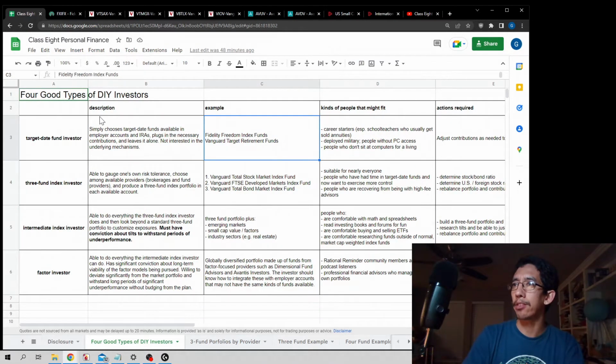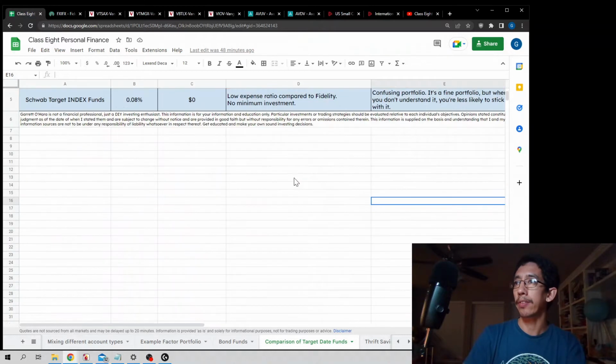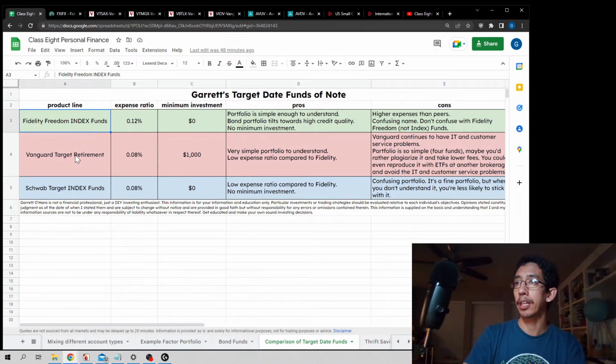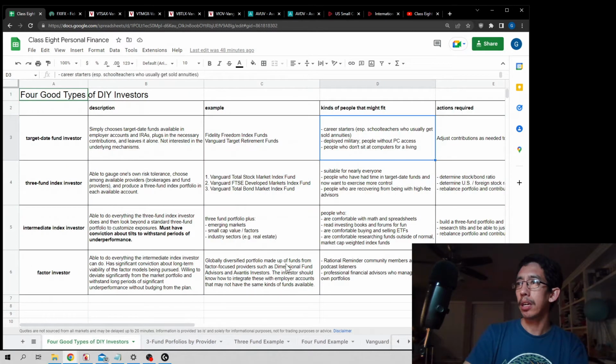Oh, by the way, I'm going to add Vanguard Target Retirement Funds among my normal recommendations for this one. And if you go into the official spreadsheet, and that's always in the description of every video, you can find its tab that's called Comparison of Target Date Funds right here. And I've got actually three right here: Fidelity Freedom Index Funds, Vanguard Target Retirement, and then the Schwab Target Index Funds. Again, with Fidelity and also with Schwab, make sure it's got index in the name or you're looking at the wrong one, not one that I recommended. Let's go back here to the main table here.